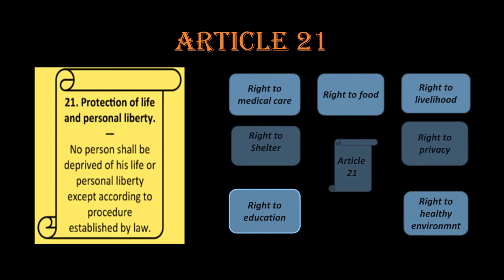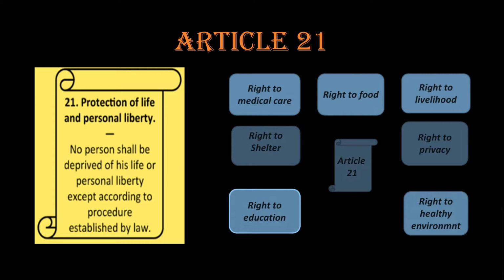Article 21. Article 21 provides each citizen the protection of life and personal liberty. No person shall be deprived of his life or personal liberty except according to procedure established by law. These are some of the rights that are provided for us under Article 21.